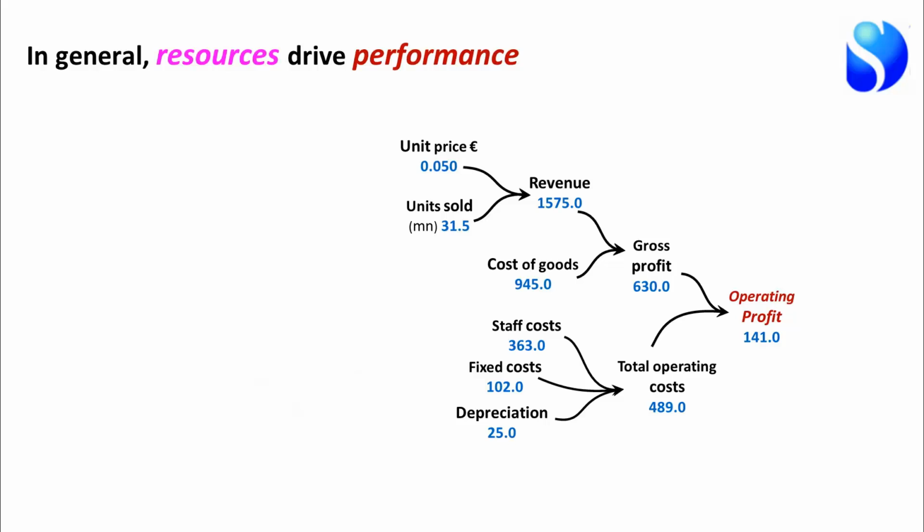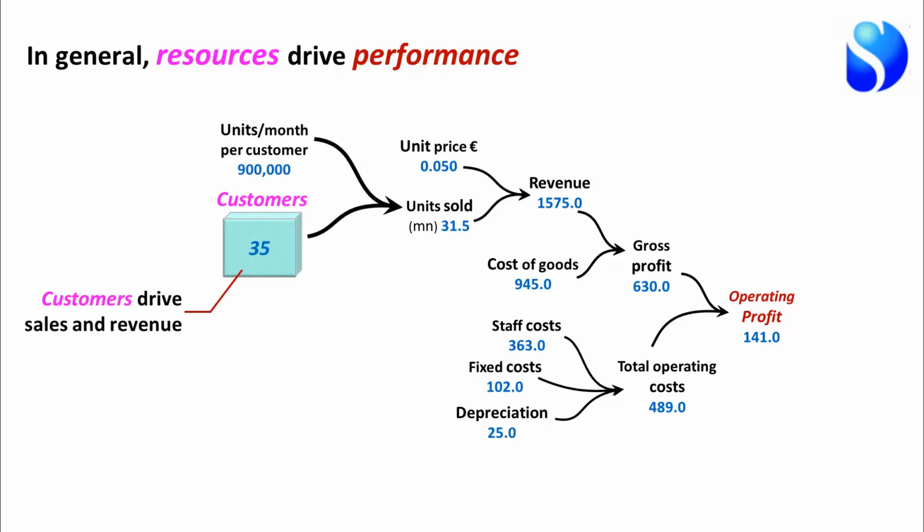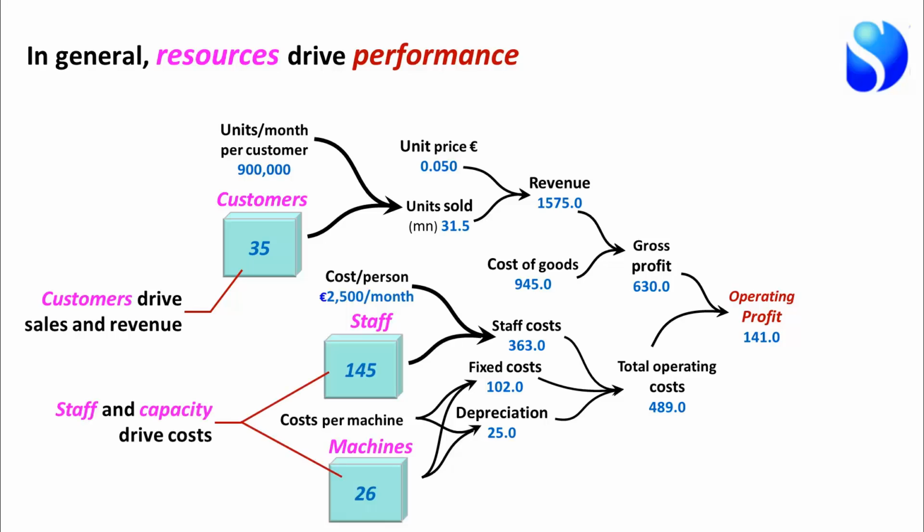So in general then, resources drive performance. So here is this company, and I've highlighted the operating profit over on the right hand side, which is the thing we're trying to explain. And customers drive sales and revenue, staff drive staff costs, and the machines drive the fixed costs and the depreciation costs.